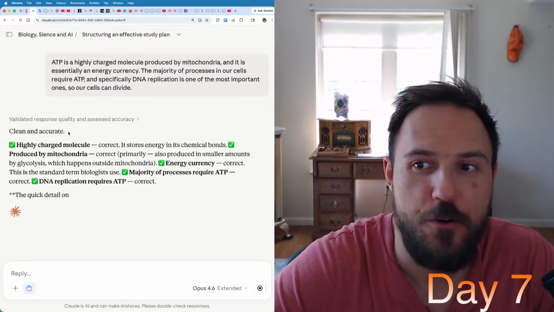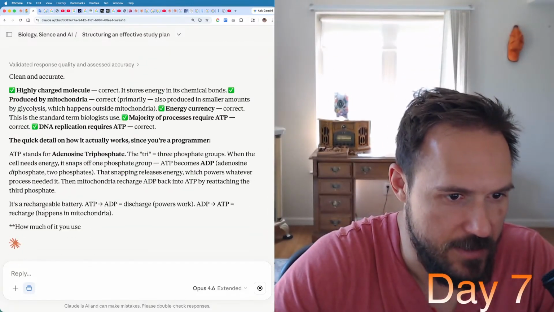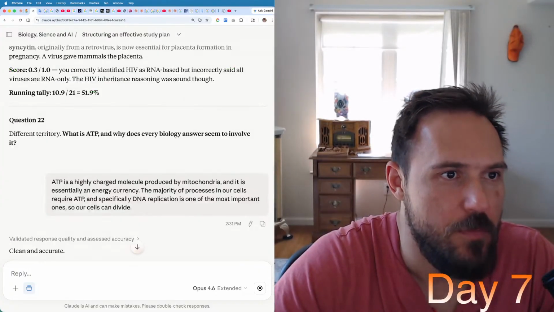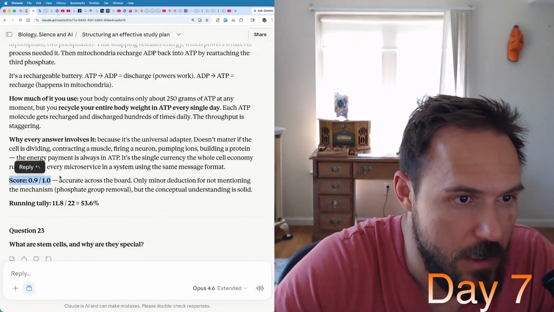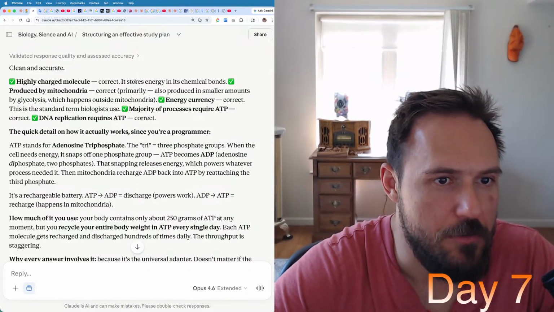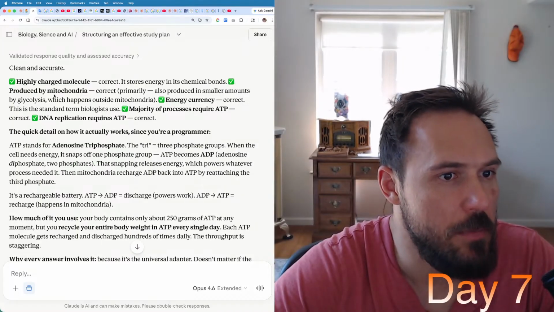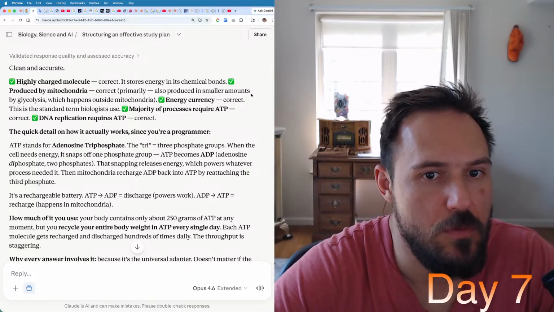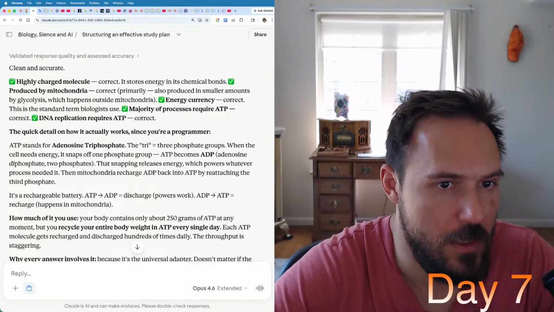Clean and accurate. Yes. Finally. Highly charged molecule, correct. It stores energy in chemical bonds, produced by mitochondria, correct. Primarily, also produced in small amounts by glycolysis, which happens outside of mitochondria.